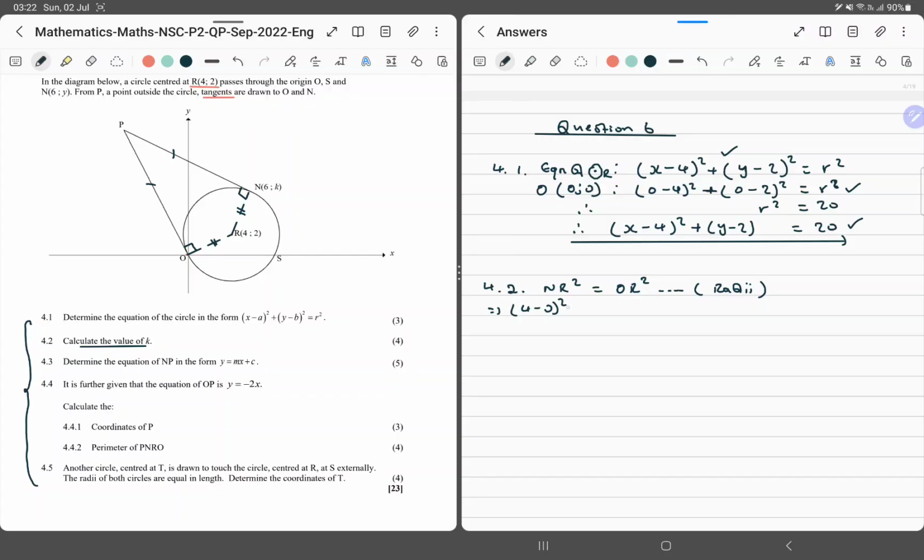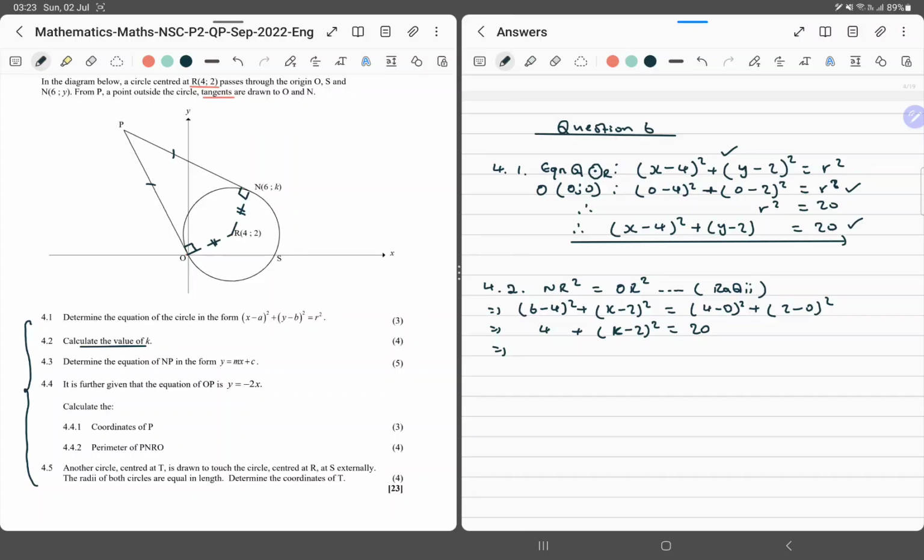That's 4 minus 0 all squared plus... So essentially, we want to say here 6 minus 4 all squared plus, we're going to say k minus 2 all squared is going to give us 4 minus 0 squared plus 2 minus 0 squared. Okay, easy stuff. This means we've got 6 minus 4, that's a 2. 2 squared is a 4. Leave this one alone. K minus 2 squared is equal to, now this one is 4 squared, that's 16, plus 4, that is 20.